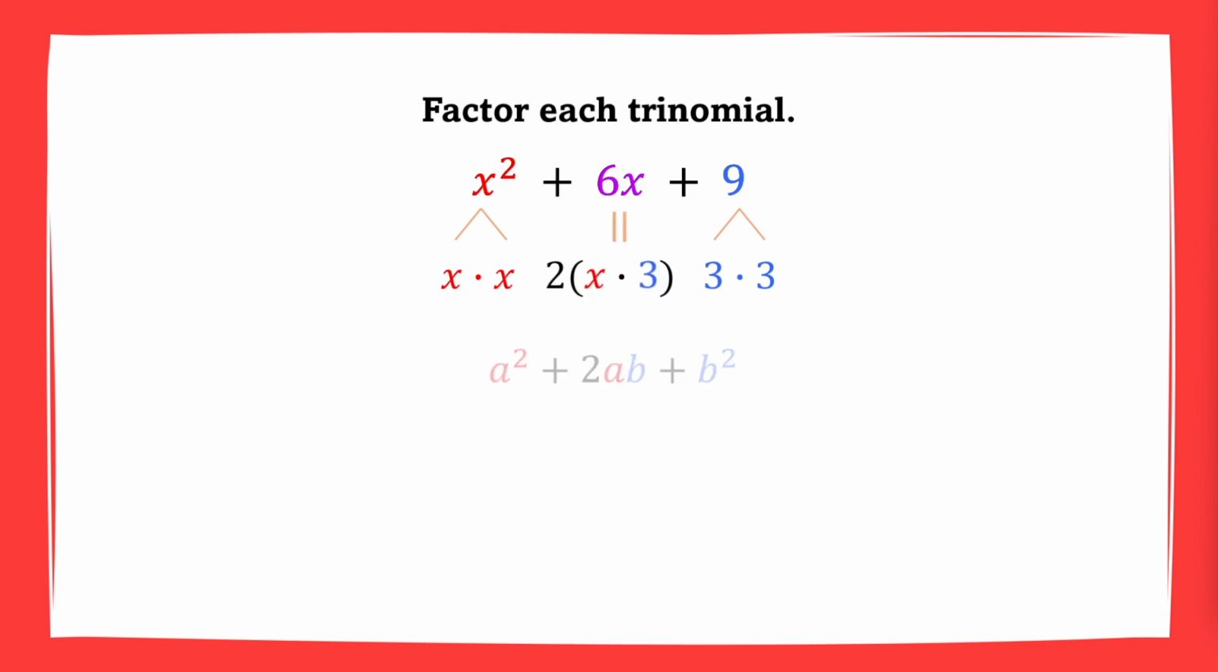Because of this, we can recognize this trinomial as a perfect square trinomial, which can be factored into a plus b squared. Here, a is x, and b is 3, so the factored form is x plus 3 squared.